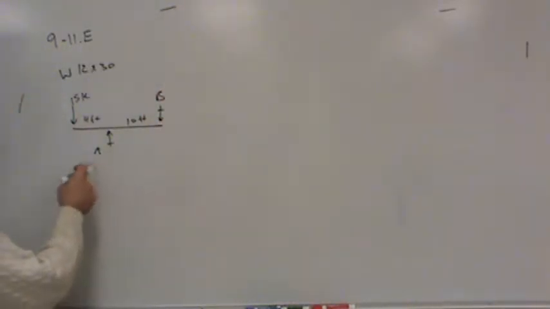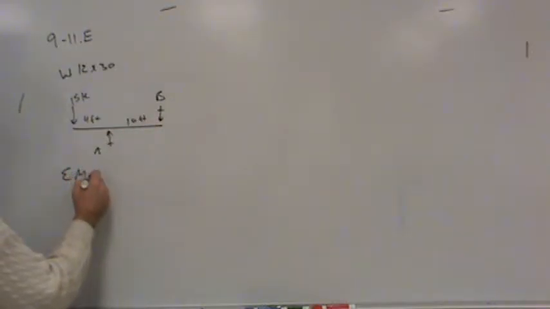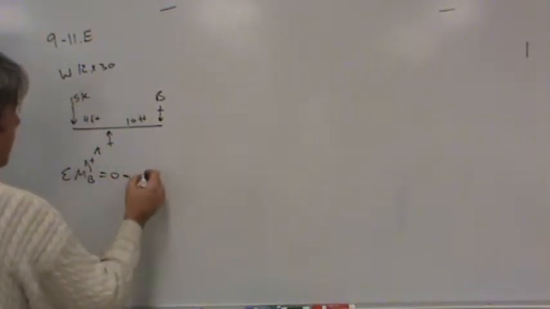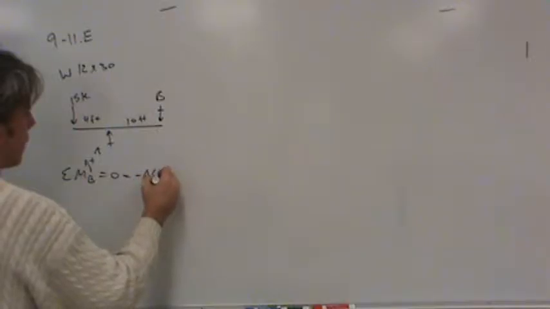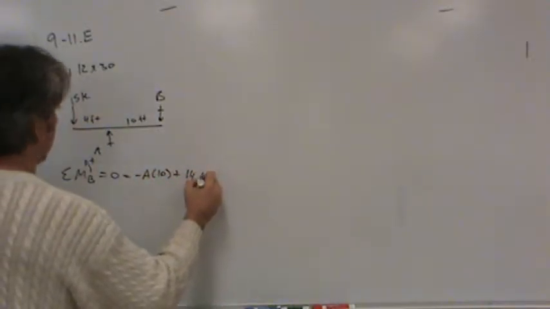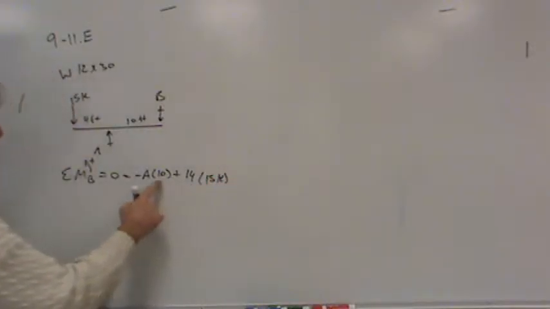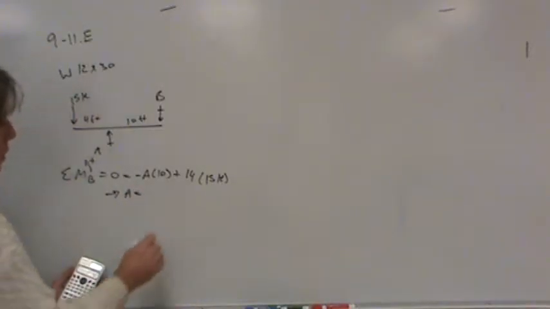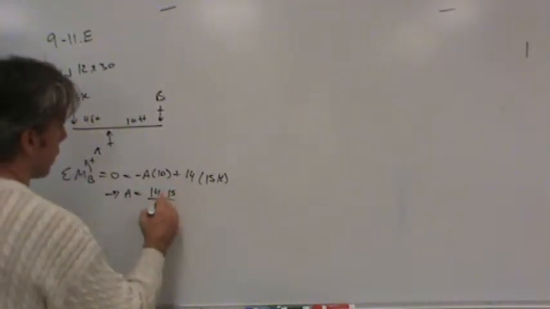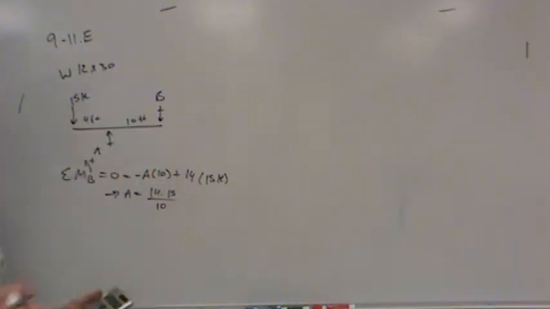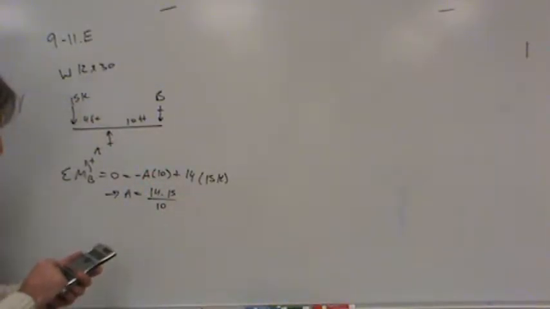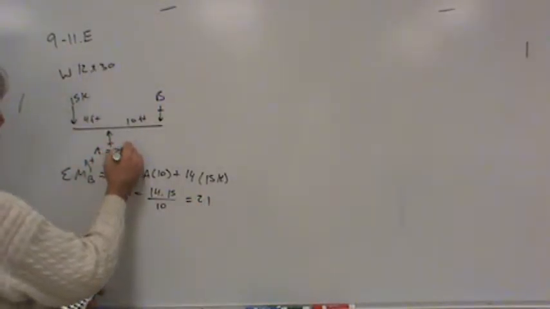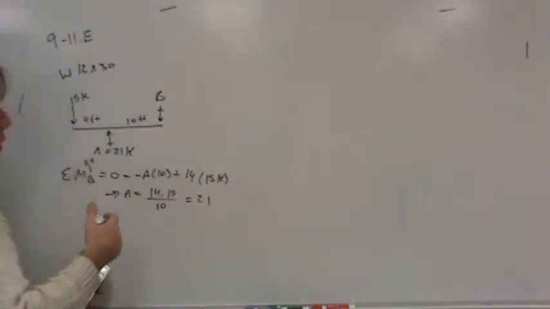Well, what I would do is sum moments, say, about B and see what we get. Okay, so we'll just do this quickly. The sum should come up to zero. So we'd have A is a negative moment, so negative A times 10 plus 14 times 15K. Of course, my numbers without any units here are in feet. So this should give me A as simply 14 times 15 over 10, and it'll be in thousands of pounds because that's what K stands for. Okay, so let's see, 14 times 15 over 10 is 21. So I think that A should be 21K, in other words, 21,000 pounds.